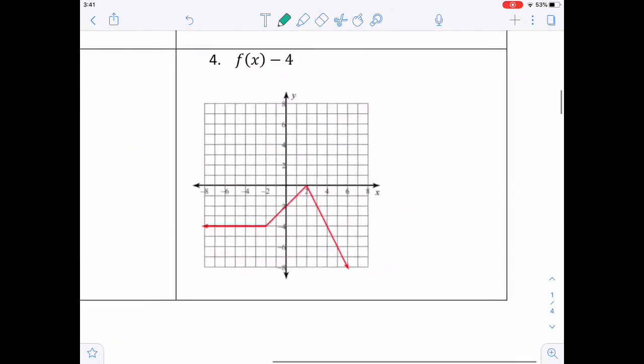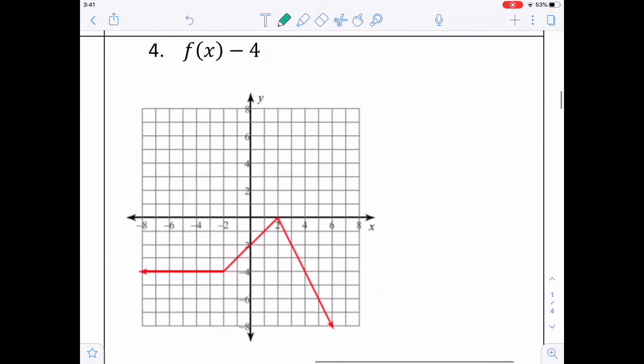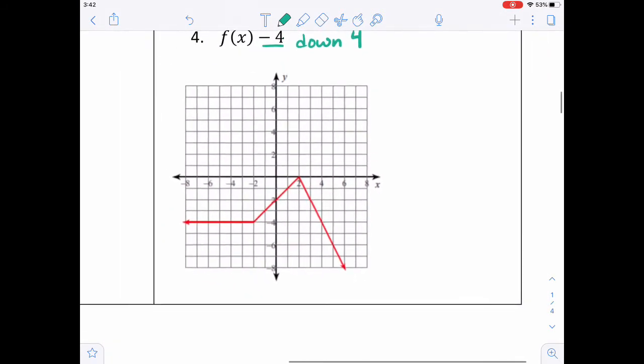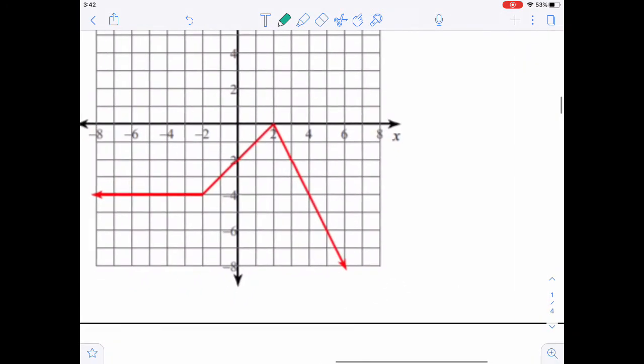All right, let's do our last one. So for this one, we have a -4 on the outside, so this means we're moving down 4. So it just means we need to take all of our points on our graph and move them down 4. We can just count this. 1, 2, 3, 4. It's going to be here.